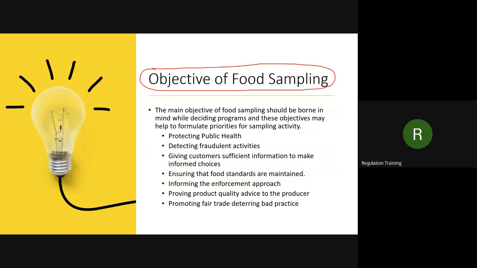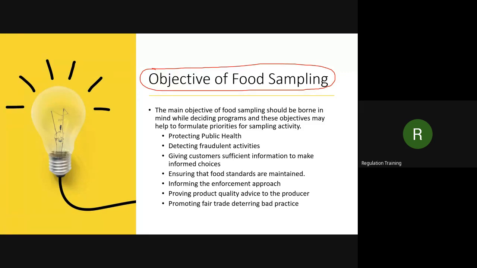Promoting fair trade, deterring bad practice. So promoting fair trade means we have already spoken that there are many fraudulent people who are selling adulterated paneer at a cheaper rate, but you are the honest people. You cannot adulterate, and since you are not adulterating, you cannot sell at the cheaper rate. The actual cost is there, so your rate will be a little higher than the market.